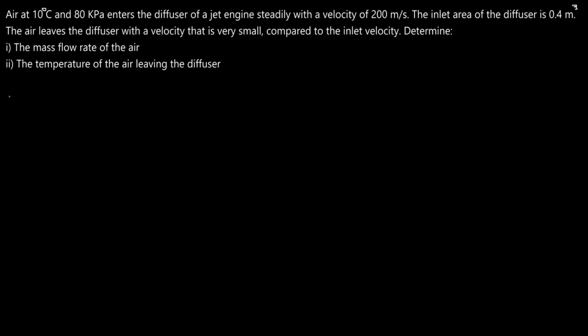Air at 10 degrees Celsius and 80 kilopascals enters the diffuser of a jet engine steadily with a velocity of 200 meters per second. The inlet area of the diffuser is 0.4 meters squared, and the air leaves the diffuser with a velocity that is very small compared to the inlet velocity. Determine 1. The mass flow rate of the air, and 2. The temperature of the air leaving the diffuser. Assume air is a perfect gas with the gas constant being 0.287 kilojoules per kg Kelvin and the specific heat at constant pressure 1.005 kilojoules per kilogram Kelvin.